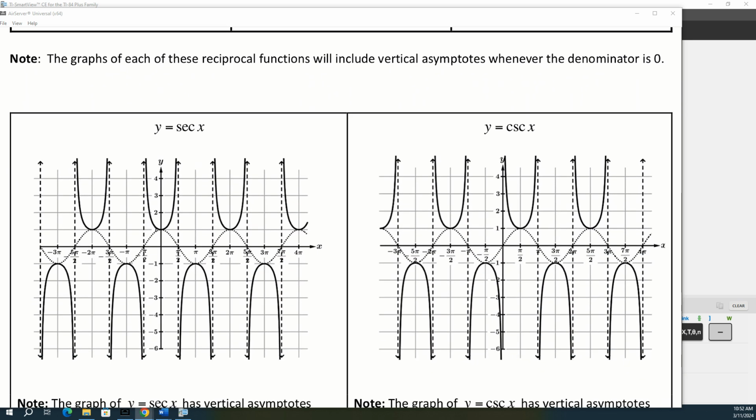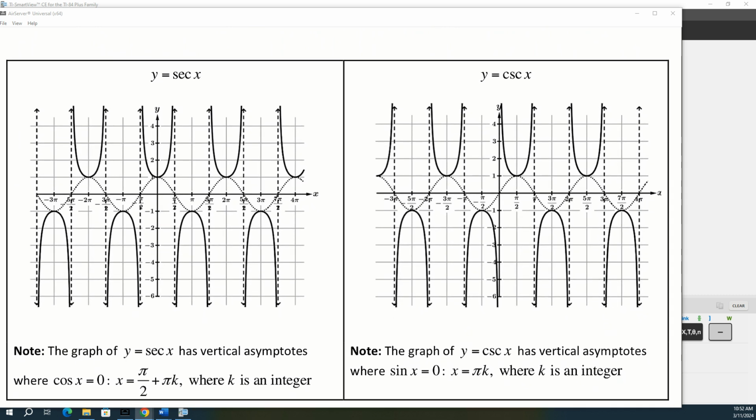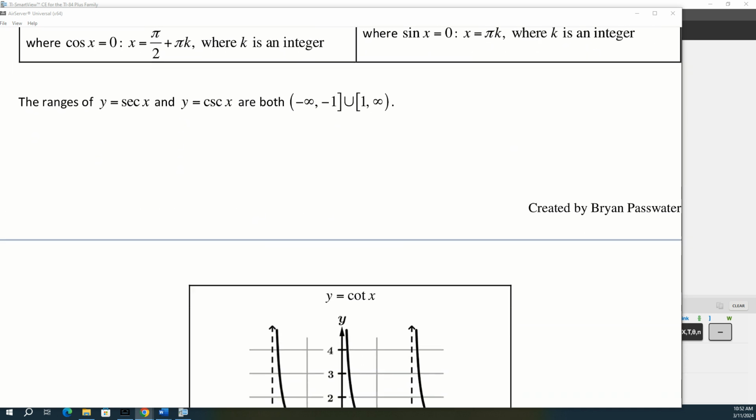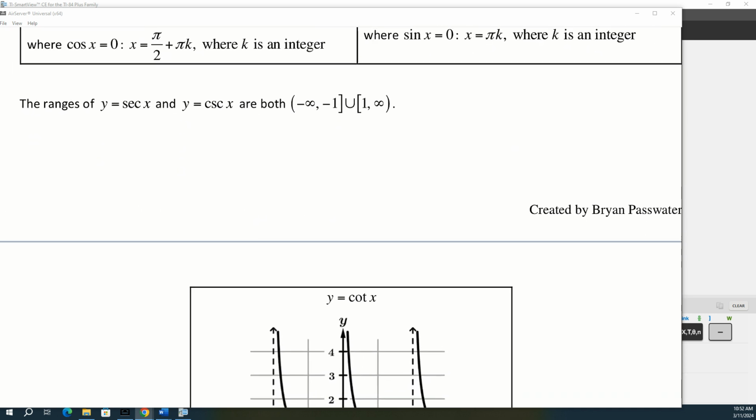All right, and then all of the reciprocal functions have vertical asymptotes. And the distance between those vertical asymptotes is going to be pi on all of them, actually, unless there's some kind of dilation. And then the ranges of secant and cosecant are what we wrote on the other paper.